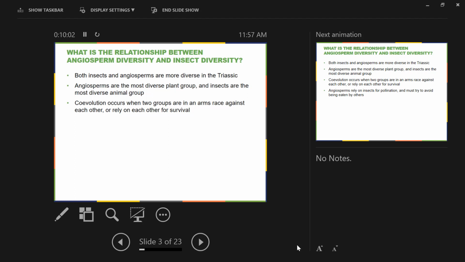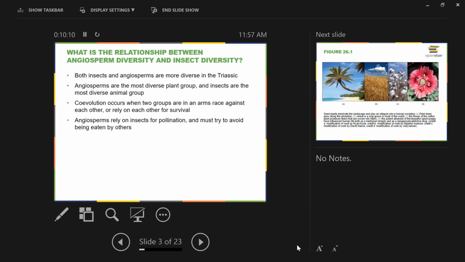Better together. They're better together. Okay? Right? Hold on to that idea. So angiosperms rely on insects for pollination, but they have to, at the same time, try to avoid being eaten by other insects. Insects that aren't interested in actually carrying the nectar from one flower to another. They just want to eat the leaves of that plant.